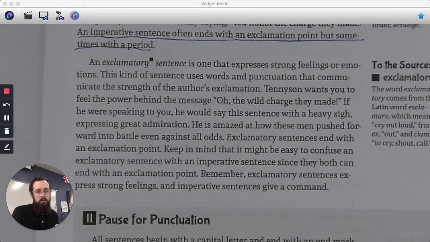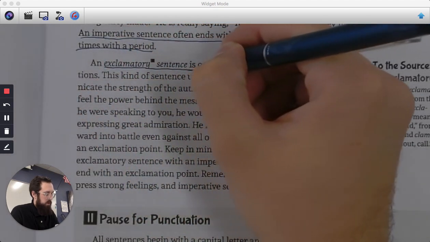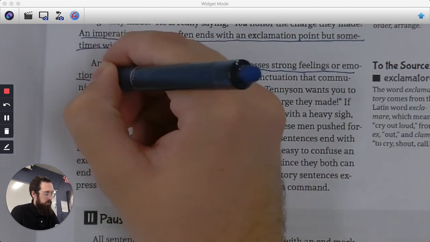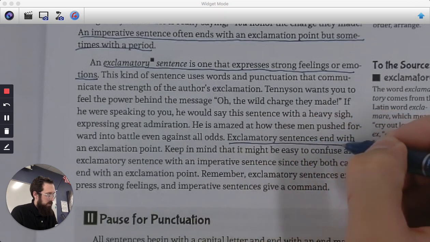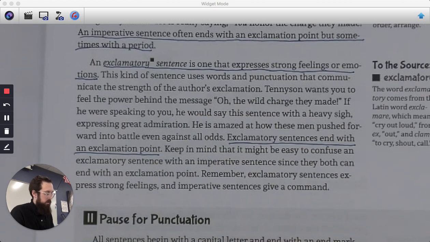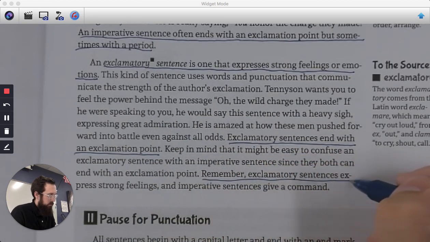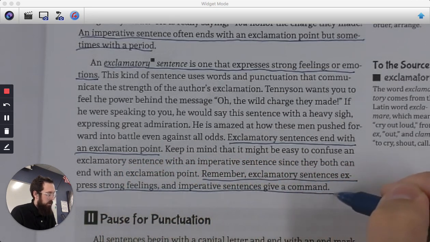Remember, exclamatory sentences express strong feelings, and imperative sentences give a command. So an exclamatory sentence is one that expresses strong feelings or emotions. Exclamatory sentences end with an exclamation point. And then let's underline: remember, exclamatory sentences express strong feelings and imperative sentences give a command.